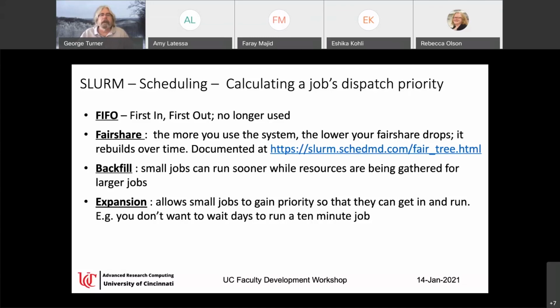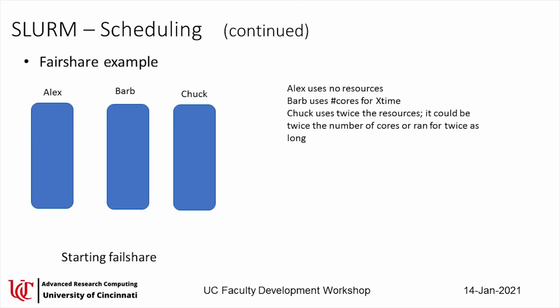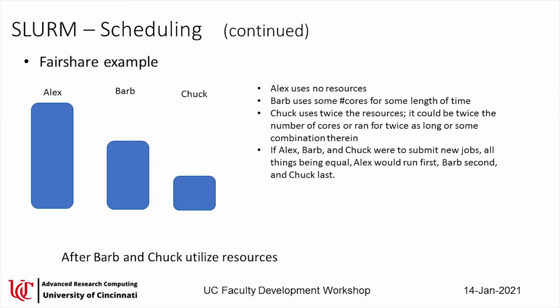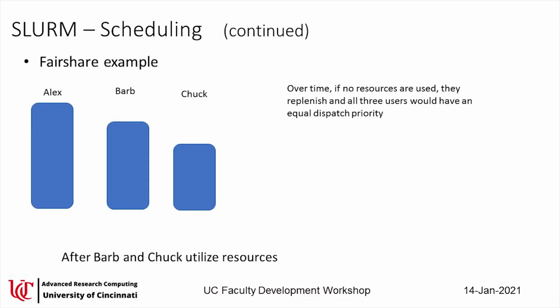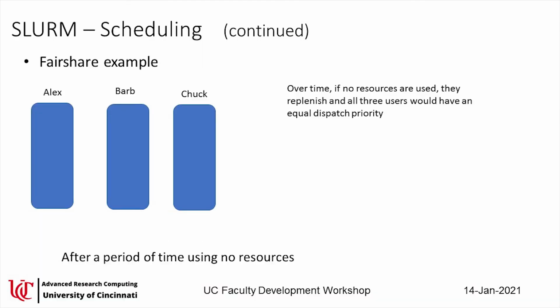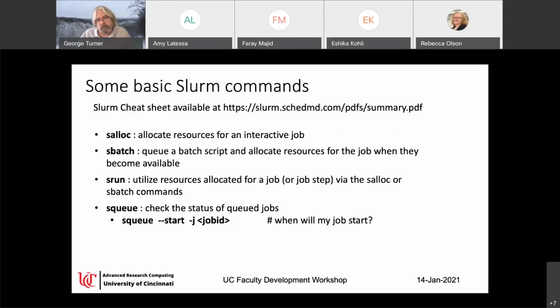So this is just a quick example of the fair share scheduling. As I mentioned, the more you use, the more your fair share drops. When you quit using, it starts rebuilding over time. And eventually, if you don't use the system, you end up back with a full pocketbook of fair share dispatch priority. So these are some Slurm commands.